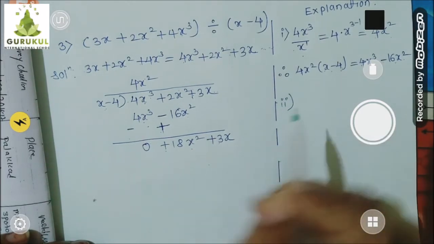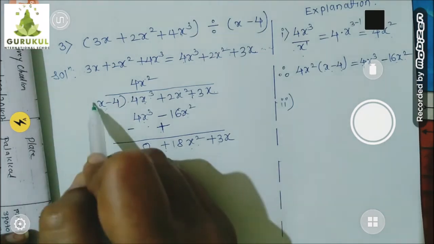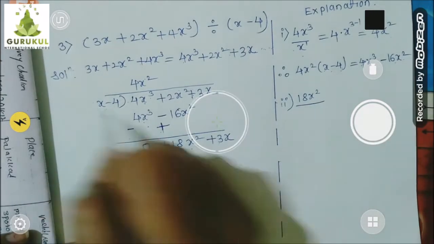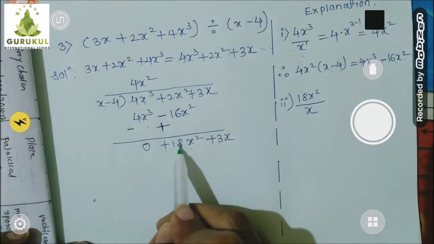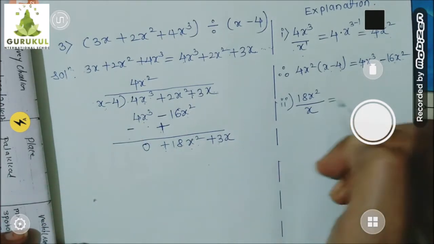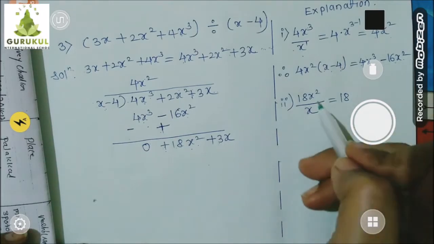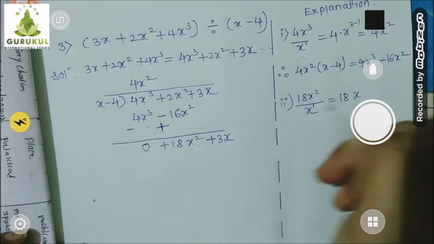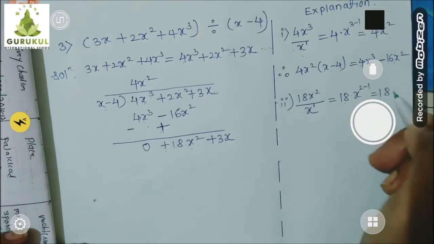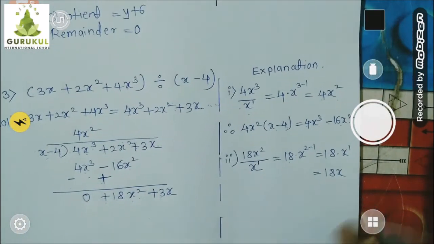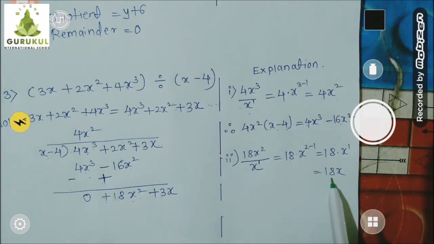Now second step. Take highest power term divided by highest power term. So plus 18x square divided by plus x. Remember, sign also you have to be careful. Plus 18x square divided by plus x. Now there is no number, so 18 will remain as it is. 18 upon 1 means 18 only. And x raised to 2 minus 1 is x raised to 1. It means the answer is 18x.